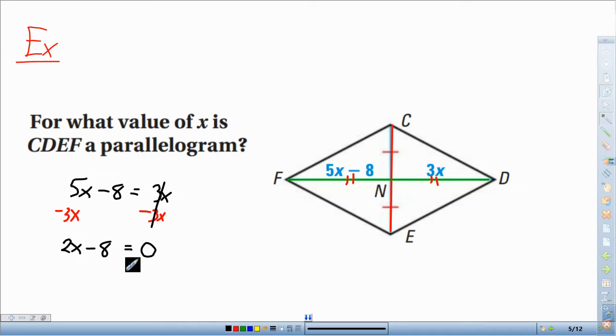Okay, and then solving for x here, I'm going to do this in my head. Add 8 to both sides, so I get 2x equals 8. Divide both sides by 2. Looks like x is going to equal 4. So, did we answer their question? For what value of x is this thing a parallelogram? Yeah, x must equal 4 for this thing to be considered a parallelogram. If x does not equal 4, this thing is not a parallelogram. That's the kind of context of this problem.